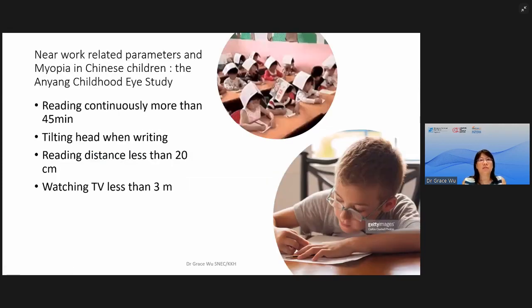Now, what about our reading or study habits? Near work related parameters and myopia in Chinese children have been studied in China. They found that if you read continuously for more than 45 minutes, or tilt the head very, very close to the paper, or the reading distance is less than 20 cm, or watch TV at less than 3 meters, that will increase your risk of myopia progression.